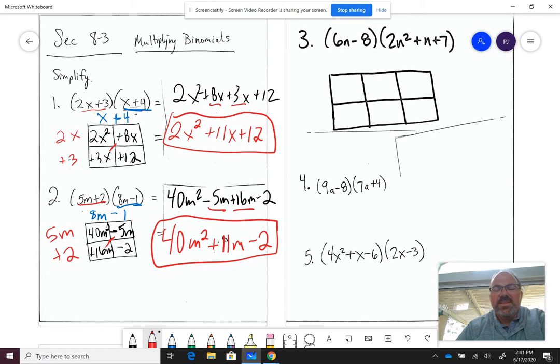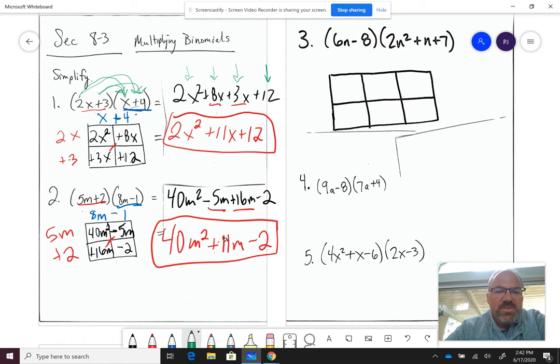Now, earlier I said you could use that FOIL method. They talk about that too, and also the distributive method. Really what you're doing is distributing. You're taking one of these terms and multiplying by both terms in the next parentheses, and look what happened. 2x times x gives me 2x squared. 2x times 4 gives me positive 8x. 3 times x gives me a positive 3x. 3 times 4 gives me a positive 12. So that distributive method gives you the same answer as well.